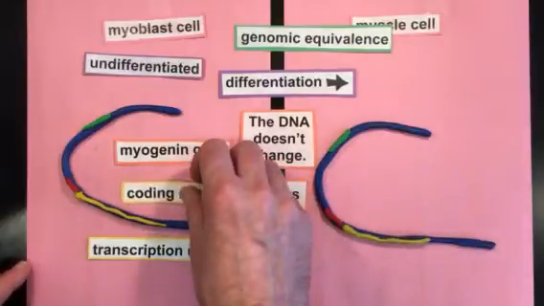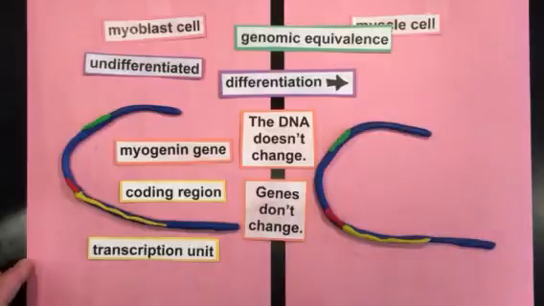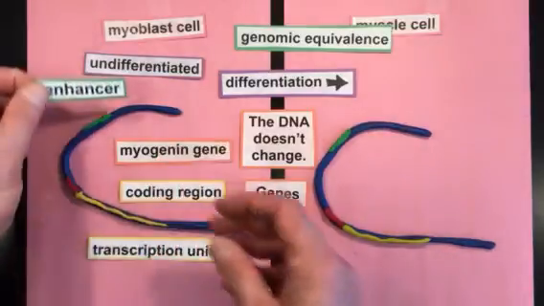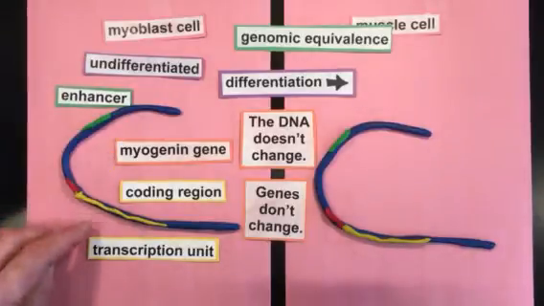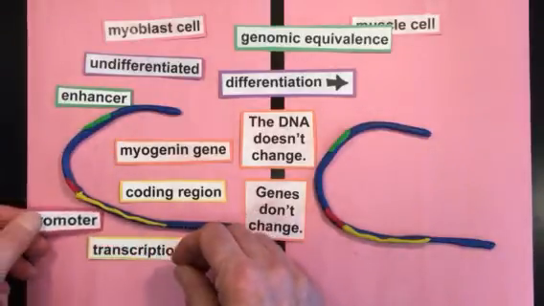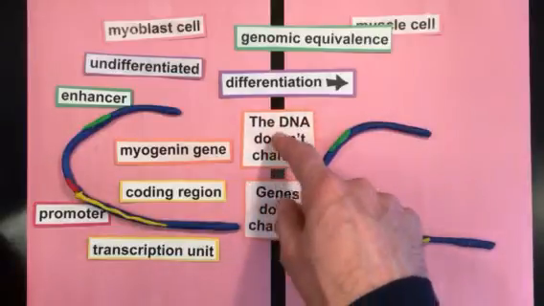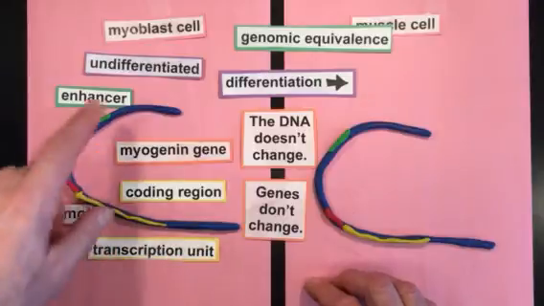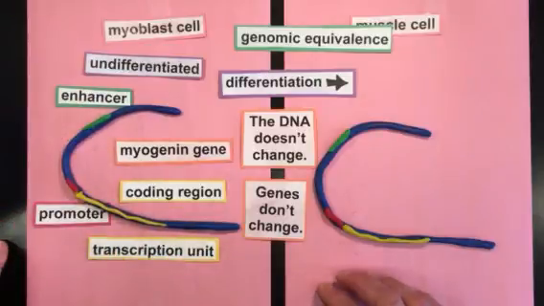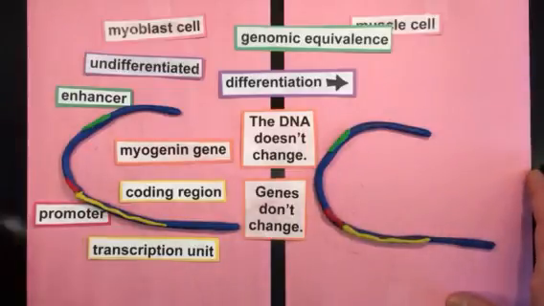That's part of DNA. The myogenin gene encodes a protein, so the transcription unit has a coding region. There is a region of the DNA that's far from the transcription unit that's called the enhancer, and there's a region right next to it that's called a promoter. None of these change because the DNA doesn't change during differentiation, and these terms are all referring to parts of the DNA, parts of the gene. We'll deal with what does change in this story in the next video.